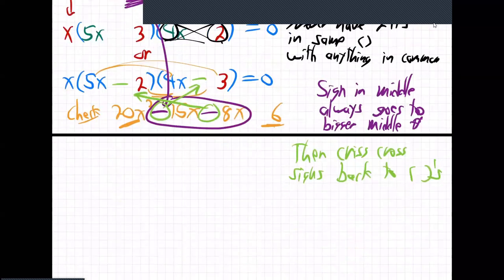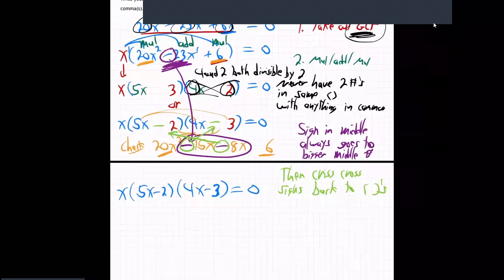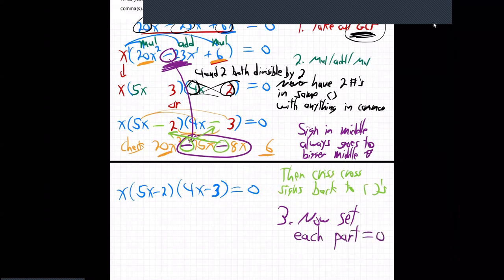So anyway, let's keep going. We're not done yet. We're almost done. x, 5x minus 2, 4x minus 3 equals 0. Now, why aren't we done? Well, it's because we have this equal 0. So when you have an equal 0, you've got another step. You've got a step 3. Step 3: now set each part equal to 0 and solve. Each part equal to 0 and solve.